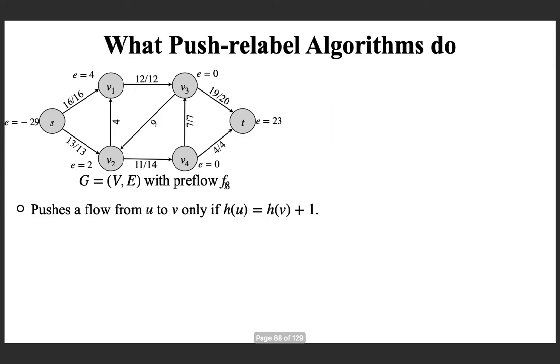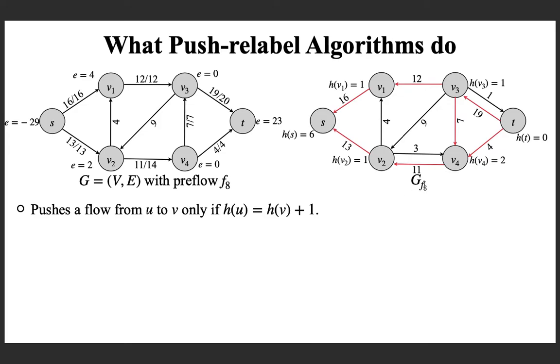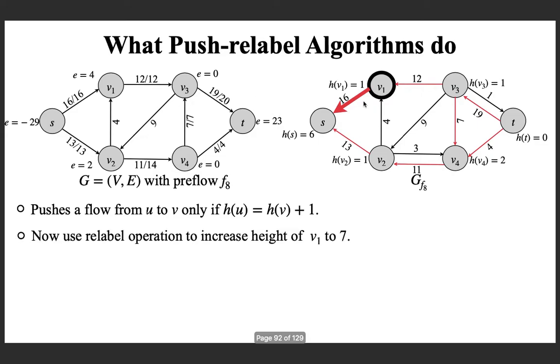Look at it and come up with the corresponding residual network induced by F8. Look at an intermediate vertex. Now, V1 is having an excess flow of 4. Look at its neighboring vertices. Only one neighboring vertex is there, which is having a height of 6. So, the algorithm will use relabel operation to make the height of V1 1 more than the height of the source. As I said, now the algorithm has found the maximum flow already, which is 23, and that is why it is sending it back.